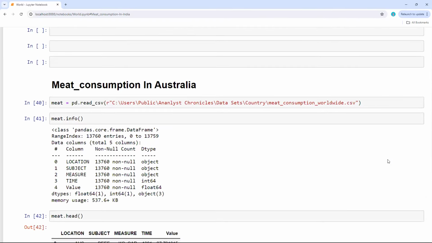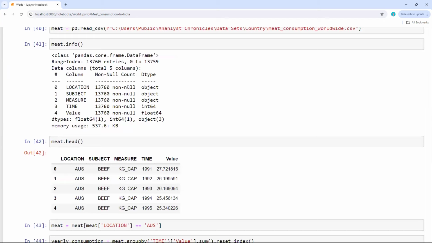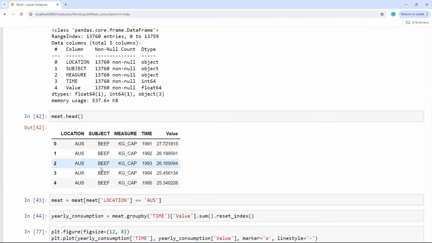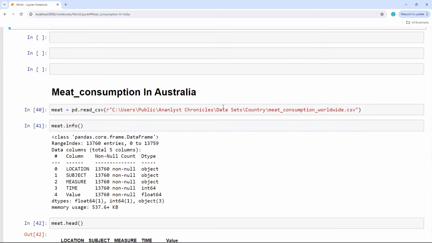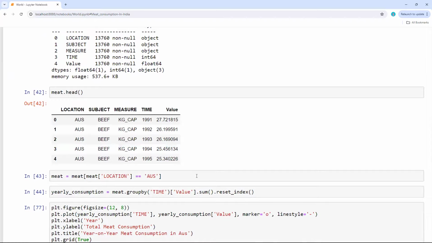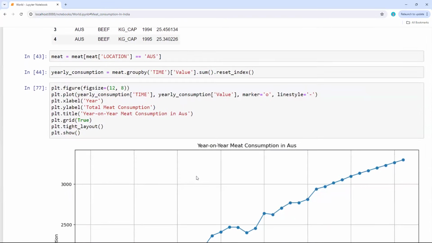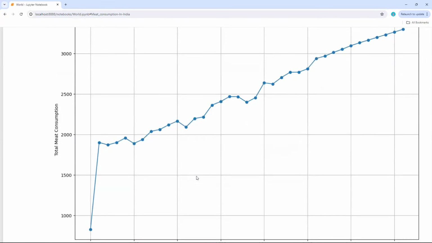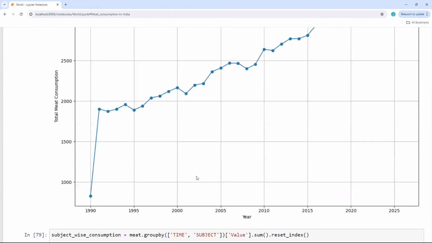So let's have a look at the food habits of Australia, like meat consumption. This is only for meat consumption. My data has location, subject, measure, and time. So here, if I look at the data for Australia, you can have a look. The meat consumption has been an increasing trend.